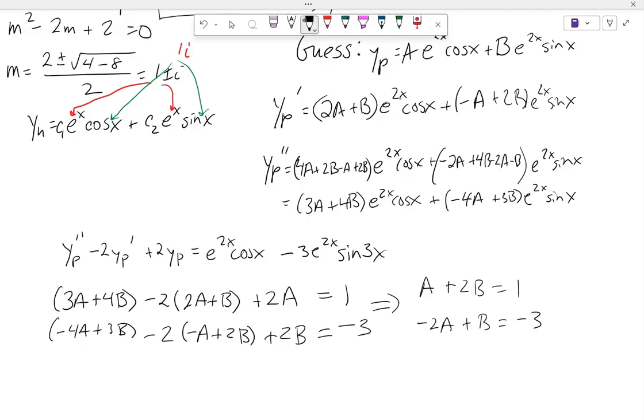All right. I'm still going to do the same thing. I'm going to take 2 times the first one and add down. If I take 2 times the first equation and add down, we should get 5b equals negative 1. If I take 2 times the first equation and add it to the second equation, I get 4b plus b and 2 minus 3. So b is negative 1/5, which makes your a 3/5 if you plug it into the other one.